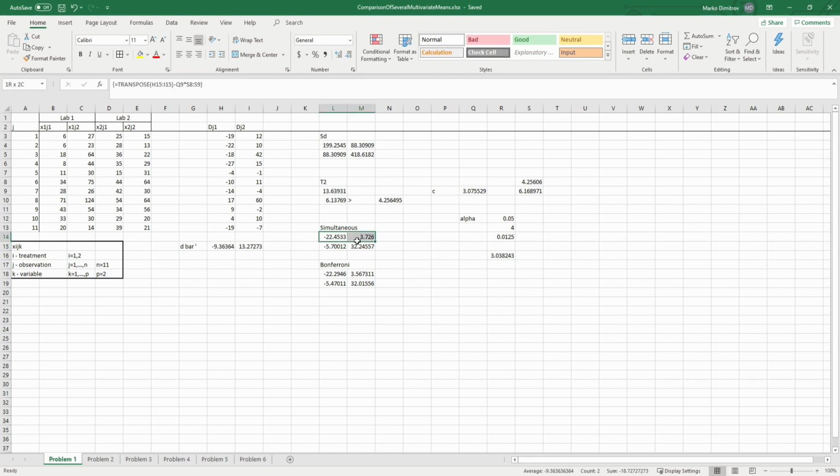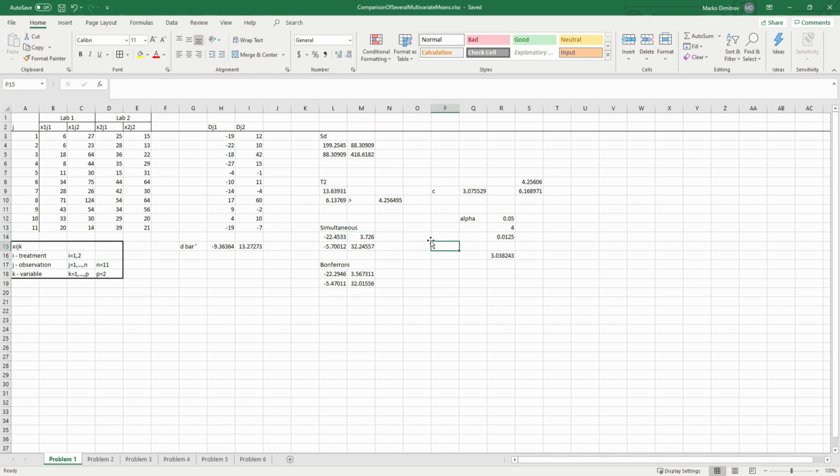So the simultaneous and Bonferroni intervals are for any value of a. Here we just chose one particular choice of a, the a from the previous lecture, where we have 1 on the ith place. For any choice of a, the simultaneous interval should contain 0 in order for us not to reject the null hypothesis. So this is just one of our cases.